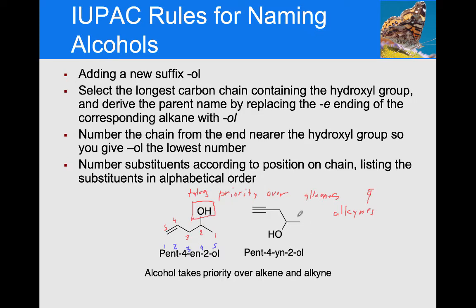So again, here 1, 2, 3, 4, 5. So 4-pent-yne-ol. Notice the ol comes at the end, and this isn't alphabetical, so it's not pent-ol-yne. It's pent-yne-ol. So the alcohol comes at the end here.